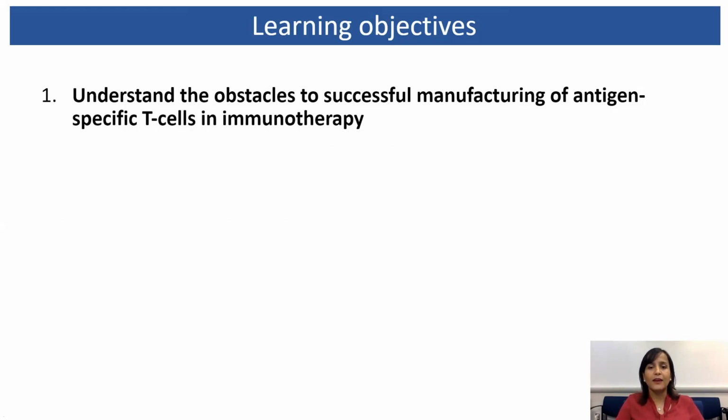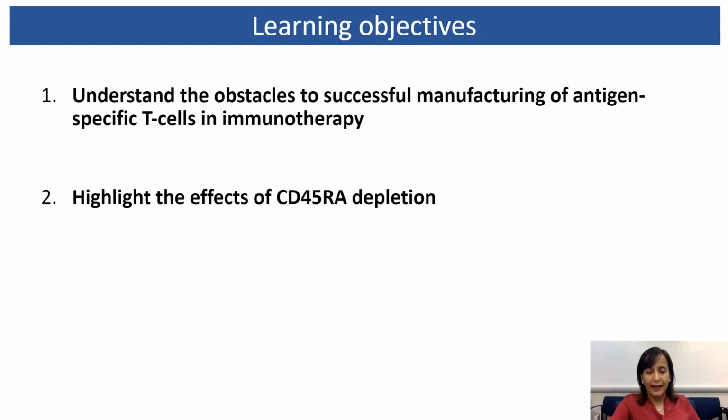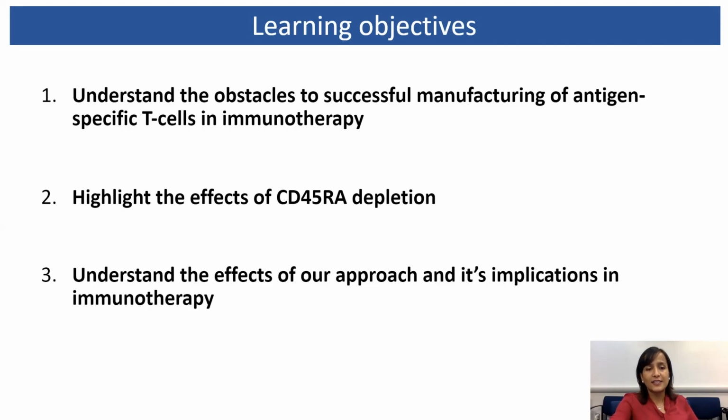The first one being understanding the obstacles to successful manufacturing of antigen-specific T cells in immunotherapy. The next one will be highlighting the effects of CD45RA depletion, which is our approach, and I will expand on it in a bit. And finally, understanding the effects of our approach and its implications in immunotherapy.